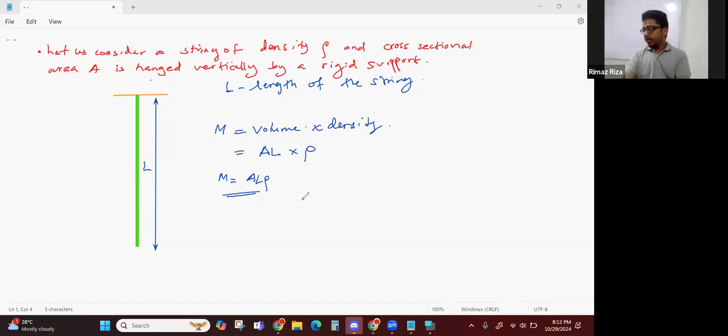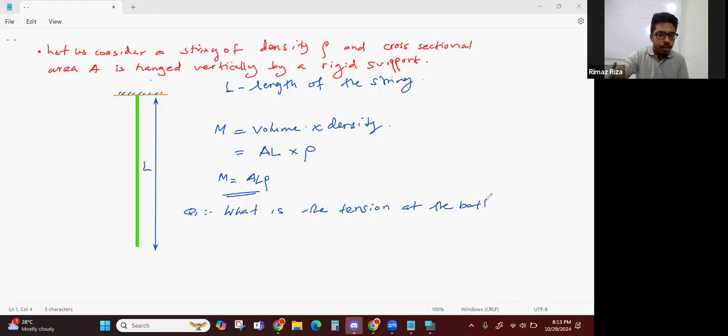Okay, so the next thing, I'll ask you a question regarding this. Question number 1: what is the tension at the bottom end of the string? Please write down, what is the tension at the bottom end of the string?